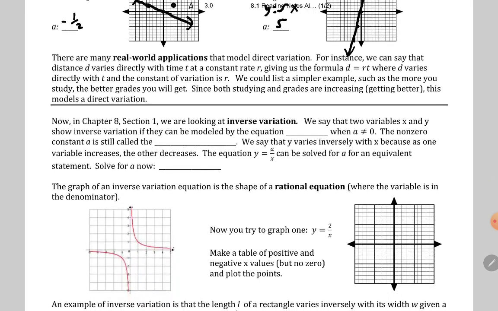Now, in Chapter 8, Section 1, we are looking at inverse variation. We say that two variables x and y show inverse variation if they can be modeled by the equation y equals a divided by x, where a cannot be equal to 0. The non-zero constant a is still called the constant of variation.